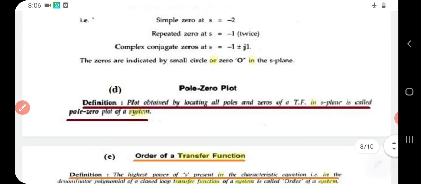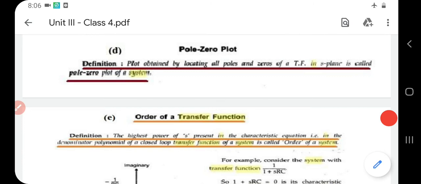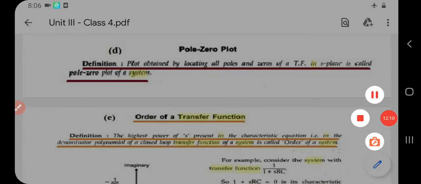Now, pole-zero plot. It is a plot obtained by locating all poles and zeros of a transfer function in the s-plane. About the pole-zero plot we will study in more detail in the next class.